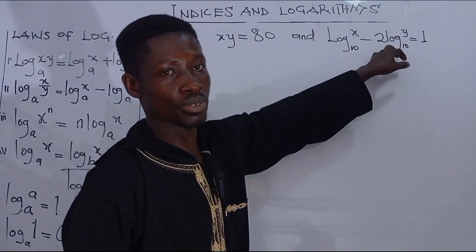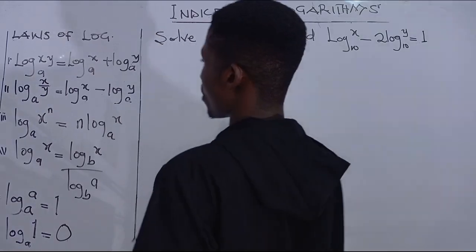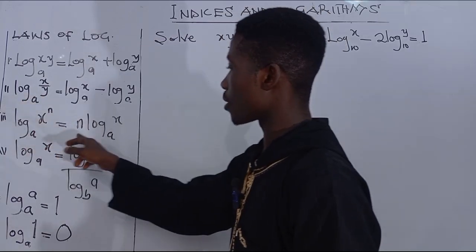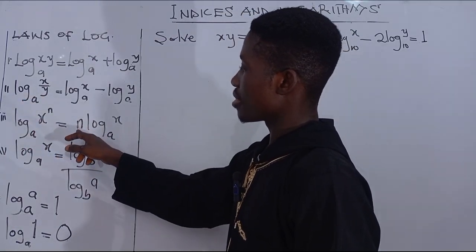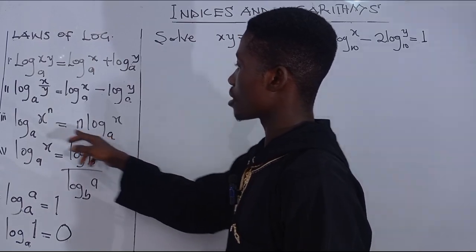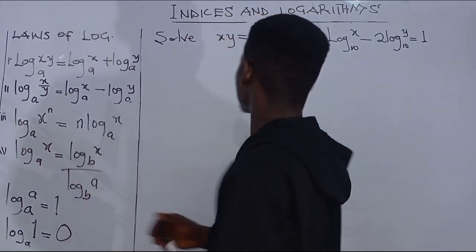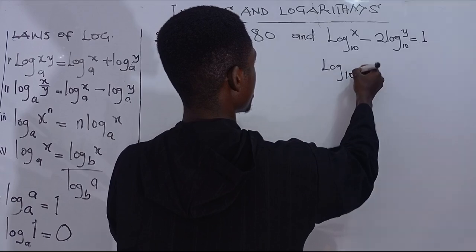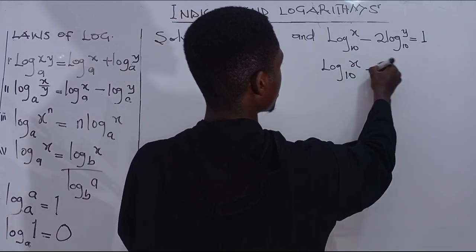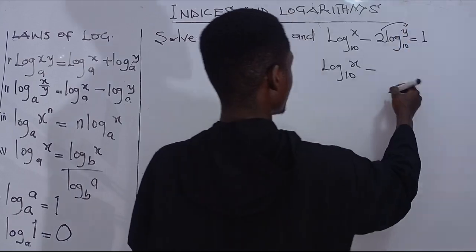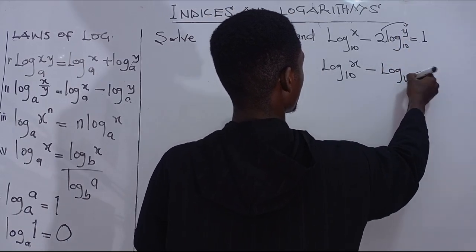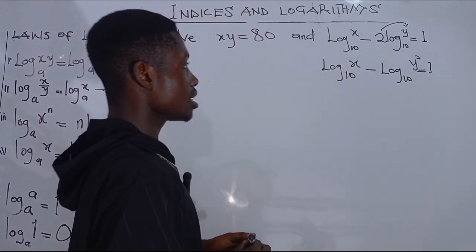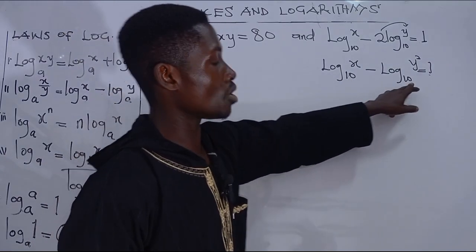Now looking at this, we can apply the power law, where you have the logarithm of x to the power n. This power will come and multiply the logarithm. Similarly, if you have a number multiplying the logarithm, we can write it in this form. So we shall have log to the base of 10 of x, and then log to the base of 10 of y raised to the power 2, and this is equal to 1.